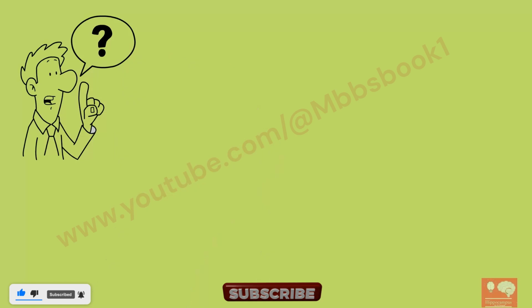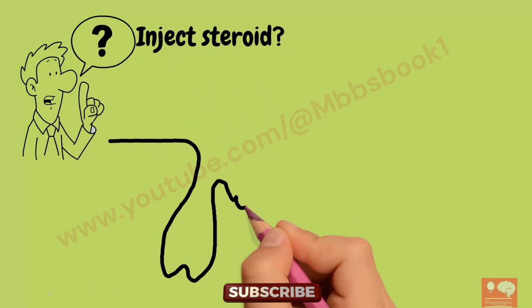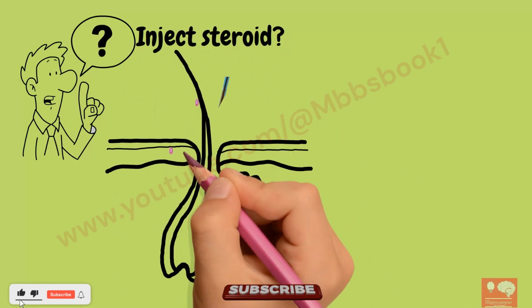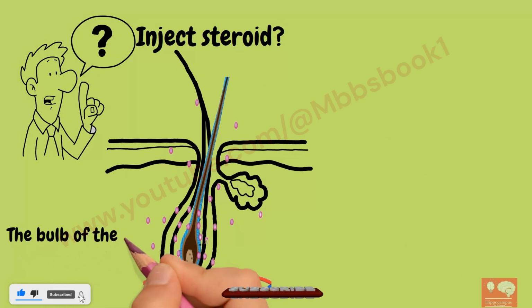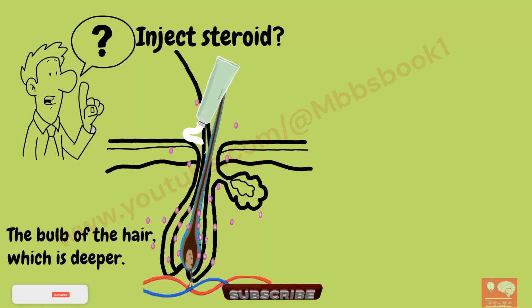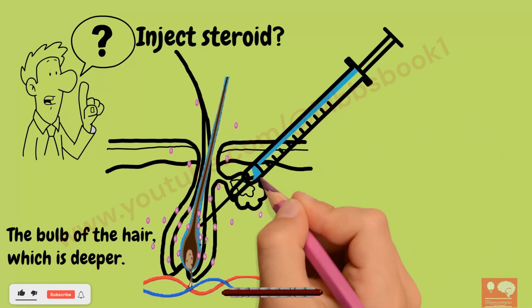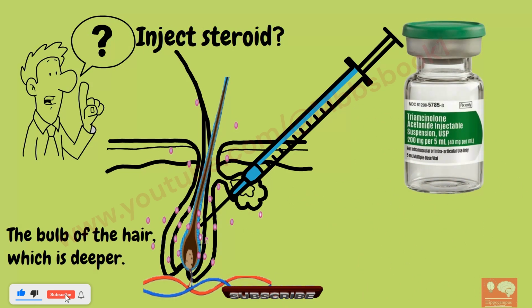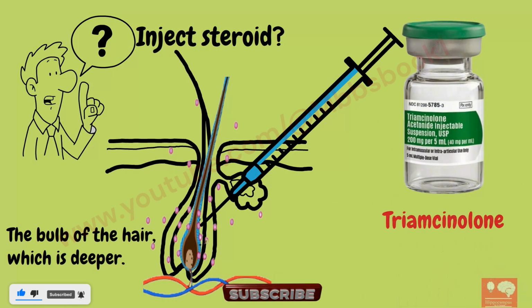Now, why do you want to inject steroids? This is because we already know where the problem is. The problem is in the bulb of the hair, which is deeper. So no matter how much cream or steroid you apply, it's not going to reach the bulb. So if you want the steroid to reach the bulb, you have to inject steroid. And here we use triamcinolone acetonide.